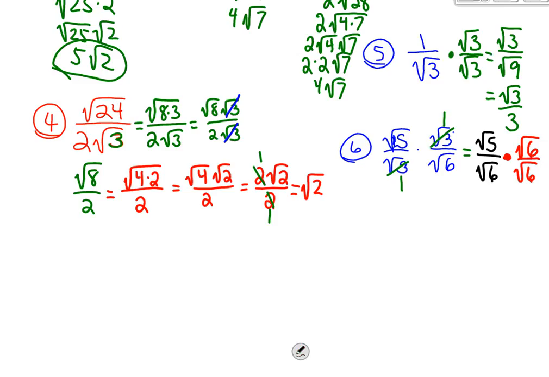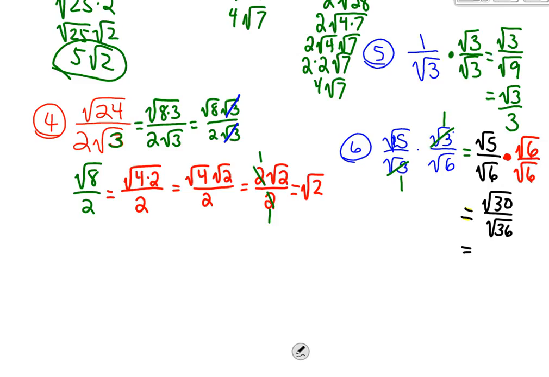So the square root of 5 on the top times the square root of 6 is the square root of 30, and then the square root of 6 times the square root of 6 is the square root of 36. When I do that multiplying, I'm going to get the square root of 30 over the square root of 36.